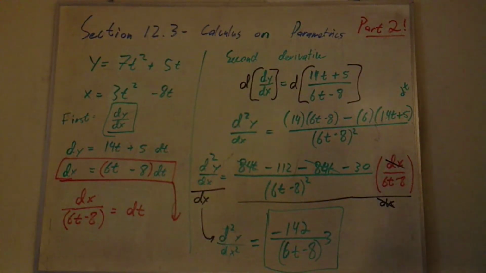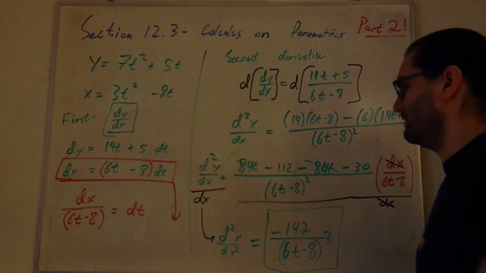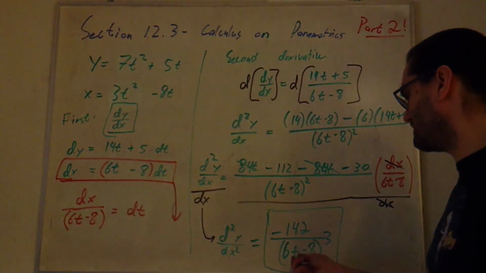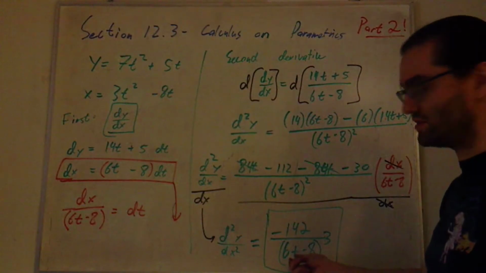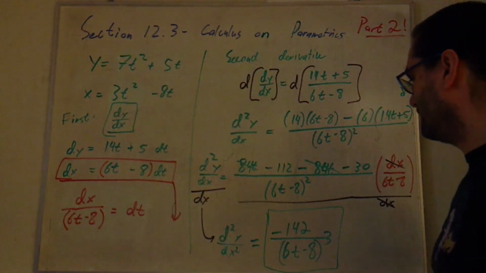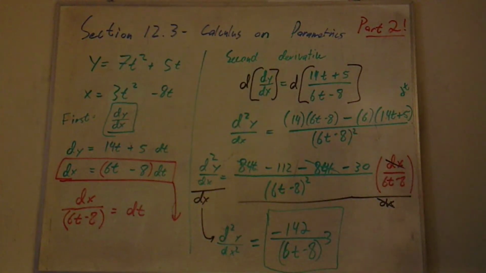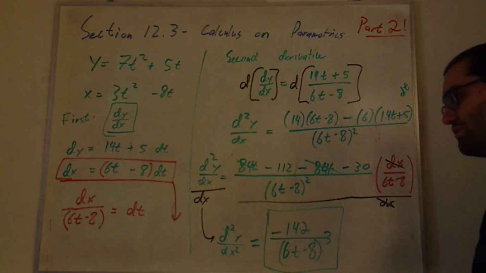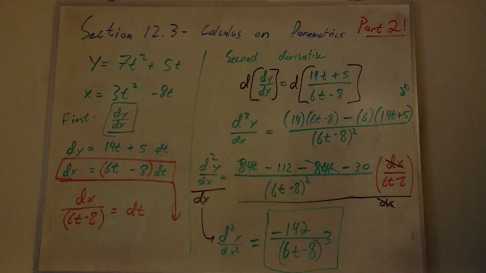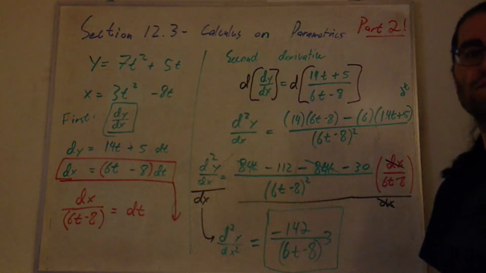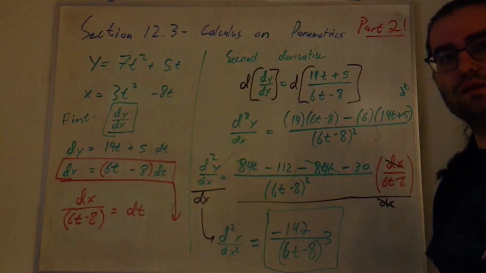So if you were curious to know whether this thing was concave up or concave down at a number like t equals 2, you can find that. You can plug t equals 2 into this thing right here, simplify it, do some math, it'll tell you the concavity. You'll probably get 12 minus 8 is 4. 4 cubed is 64. Negative 142 over 64 is a little less than negative 2. So when t equals 2, this function is concave down. It's already useful. Look at that.